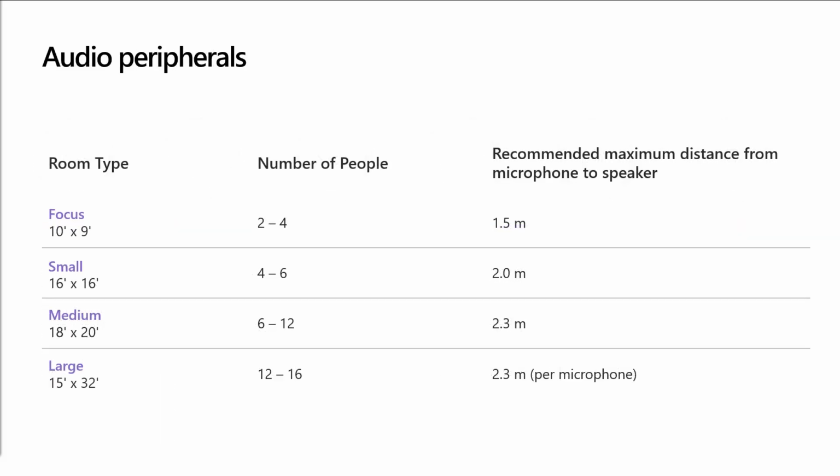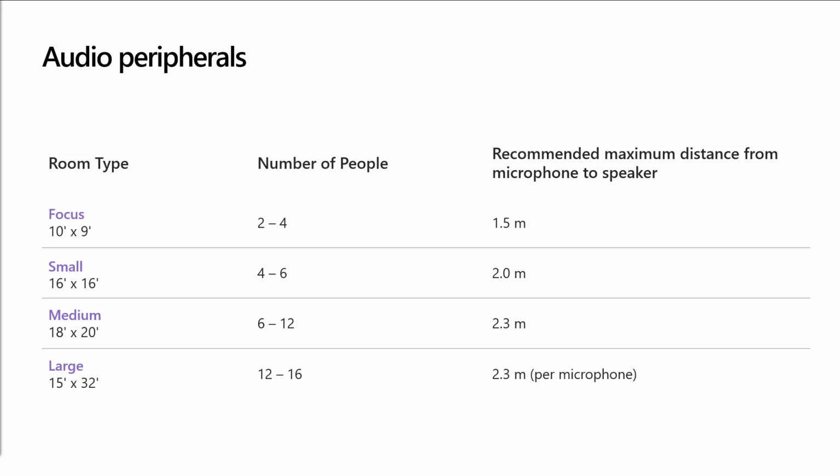Here's some general guidance on audio peripherals, on the distance from the microphone to the attendee that is speaking. So you see in the first line, a focus room might have 2 to 4 people, and you want to make sure that the microphone is no more than 1.5 meters away from the attendee. And then as you get into larger rooms, the distance increases.